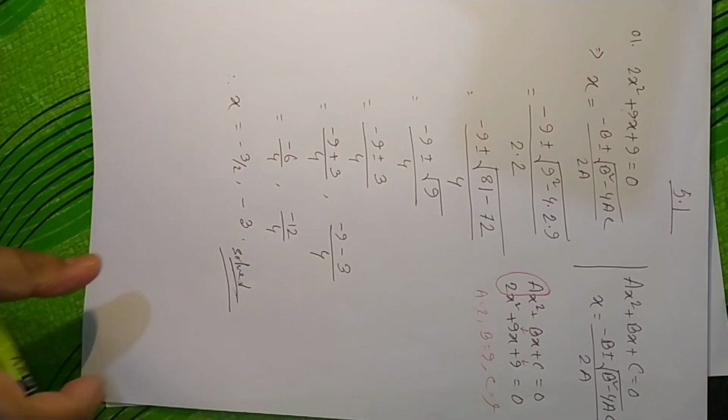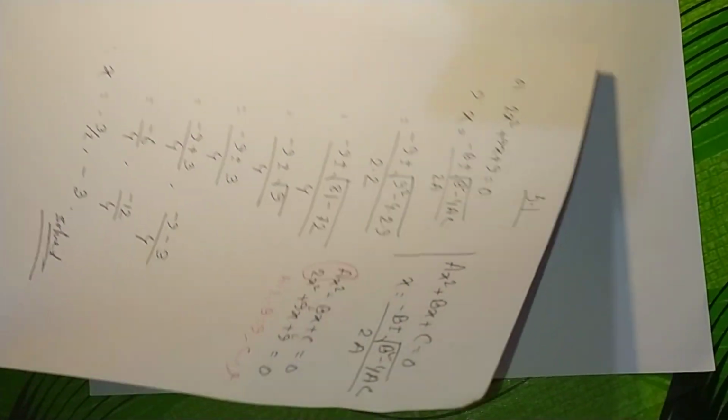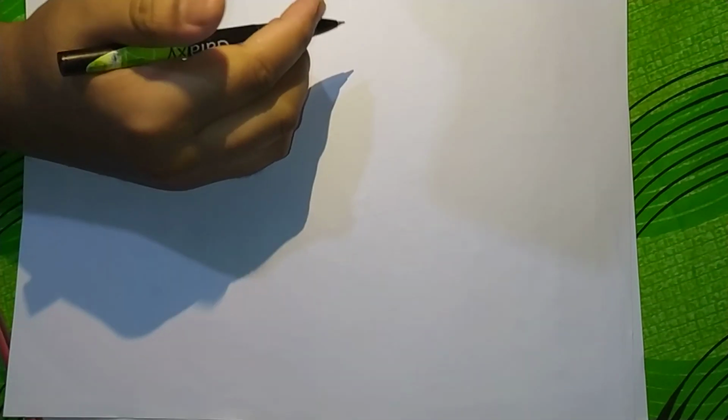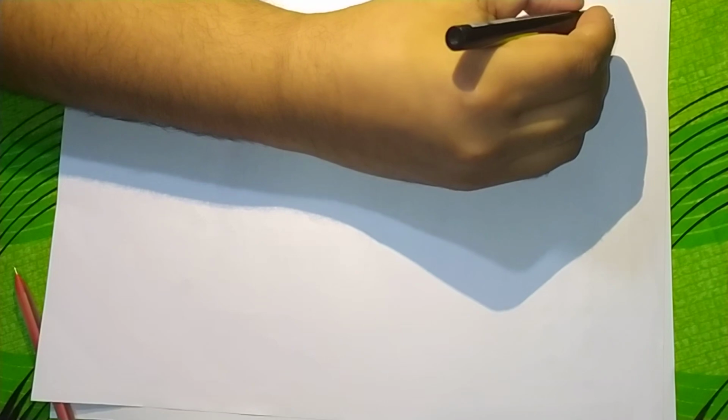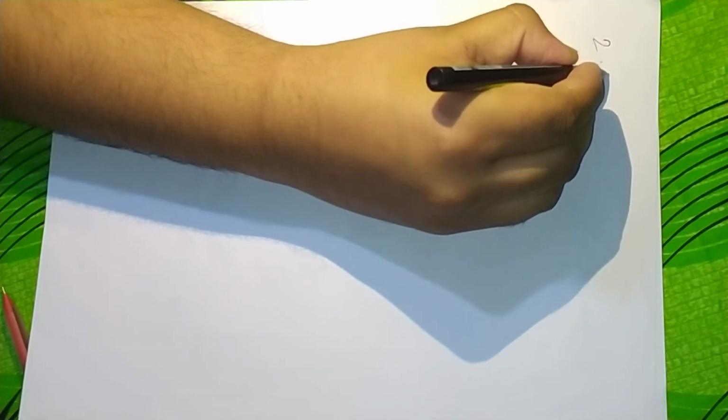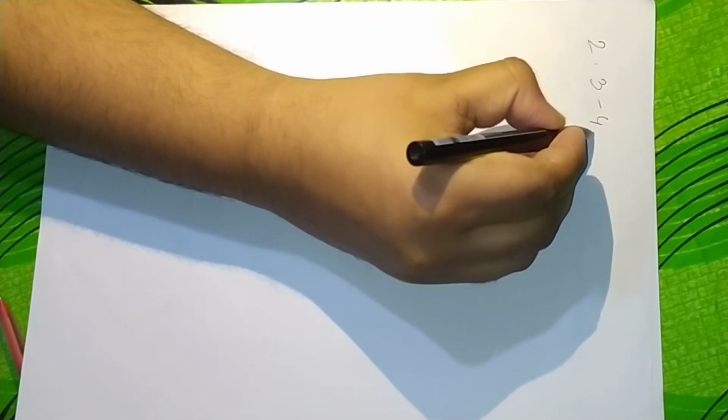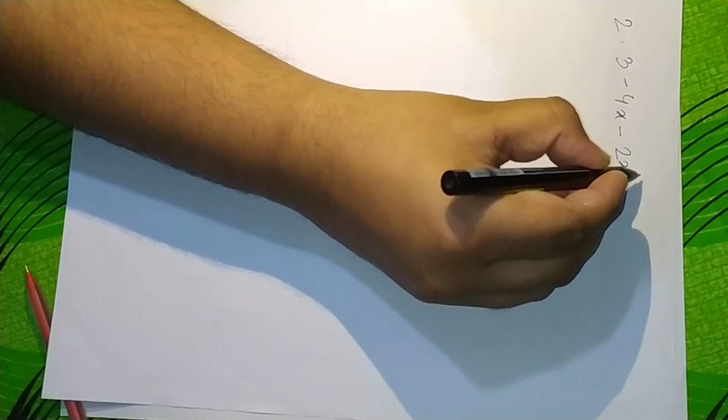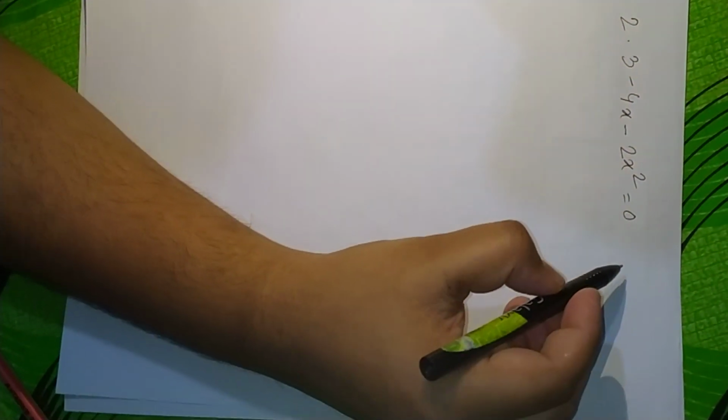Okay. And one more thing we have to discuss, that is our equation number 2. What is given in our equation number 2? Could anyone tell me what is in here? Look at the board. Okay. 3 minus 4x minus 4x square equals 0. This is our equation number 2.